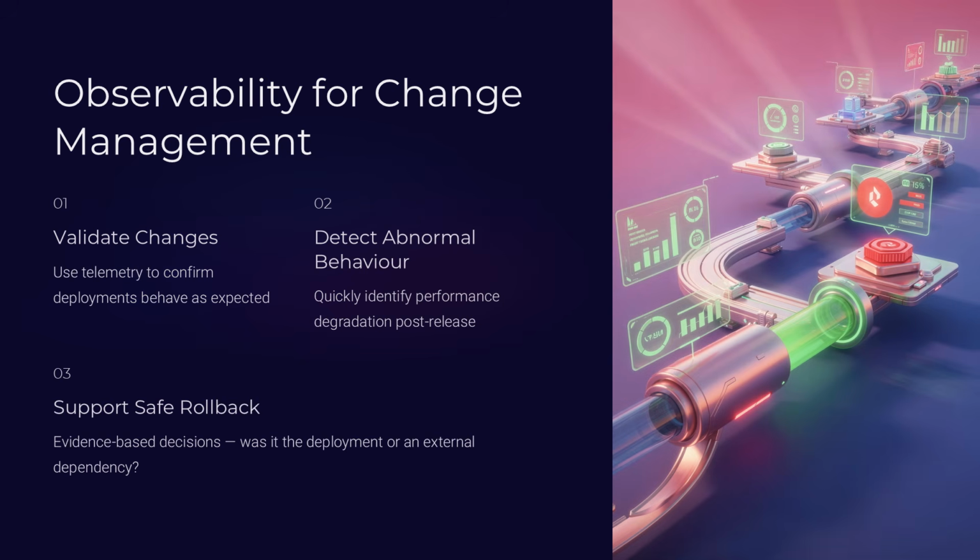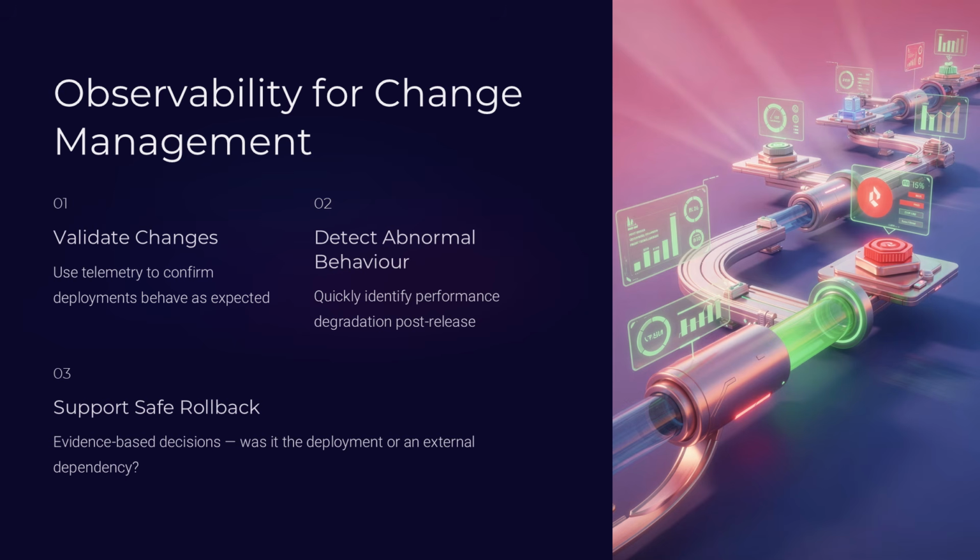With correlation in mind, you now extend observability into change management because many incidents are change related. Your architecture uses telemetry to validate changes, detect abnormal behavior quickly after releases, and support safe rollback decisions. You design the environment so that major changes are observable by default, and you can answer whether a new deployment caused performance degradation or whether an external dependency failed.